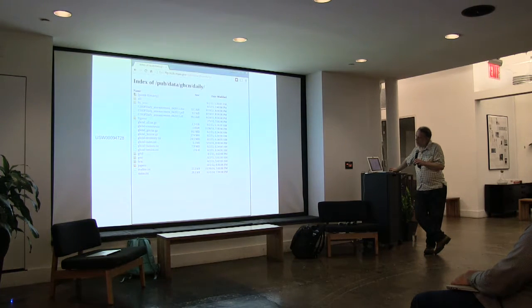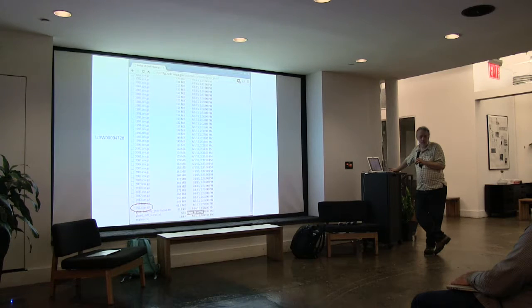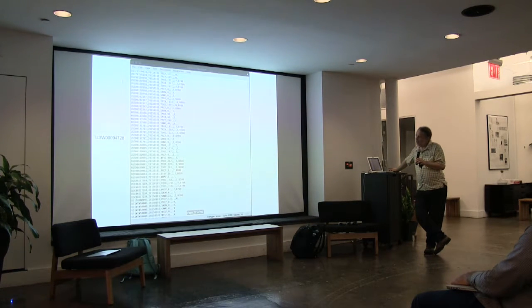So back at the directory, I'm interested at the moment in just getting the last year's worth of data, or rather data for this year. So I'll go into the by year directory, and there's one file per year. It's a compressed CSV file. And if you scroll down to the bottom, there's 2015.csv.gz, and I can download that and uncompress it and look inside it, and you can see a bunch of lines that look like this.